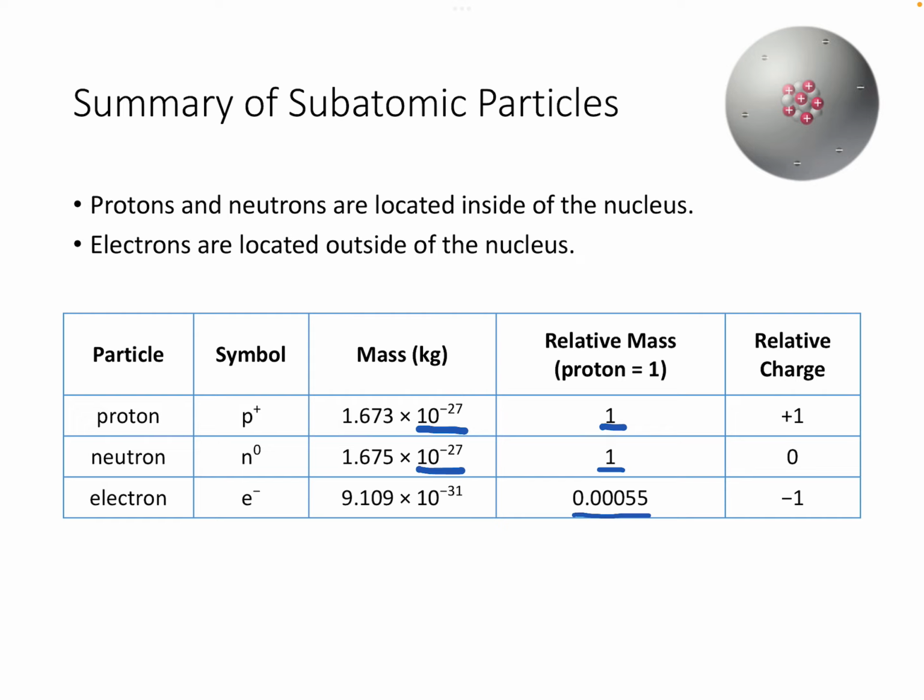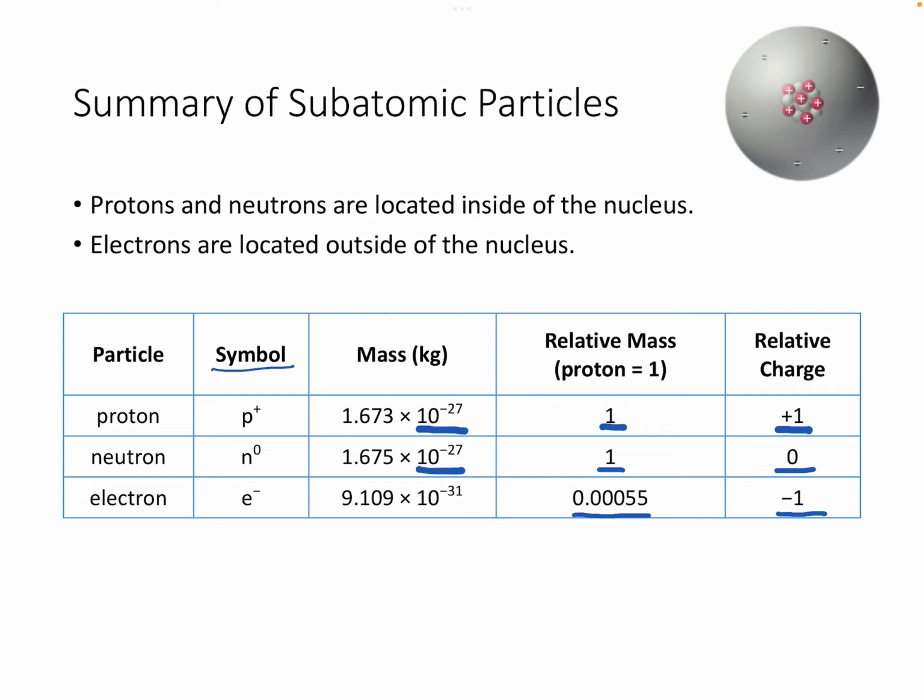We also said that protons have a +1 charge. They're positively charged. Neutrons are neutral, so they have 0 charge. And electrons are negatively charged. They have a charge of -1. Off to the side, you can see their symbols. So we can symbolize a proton as P+. Neutrons are N0, and electrons are E-. So you might see those symbols pop up in the future.